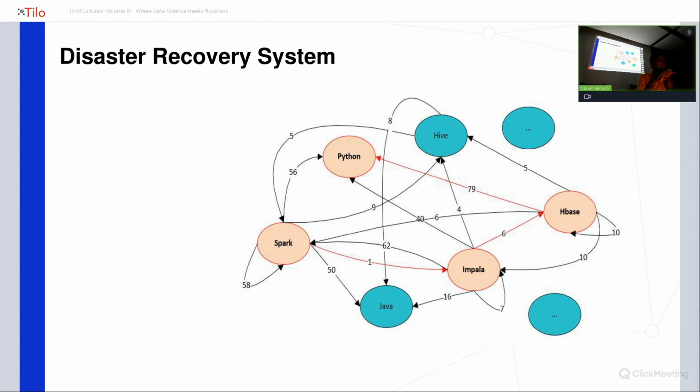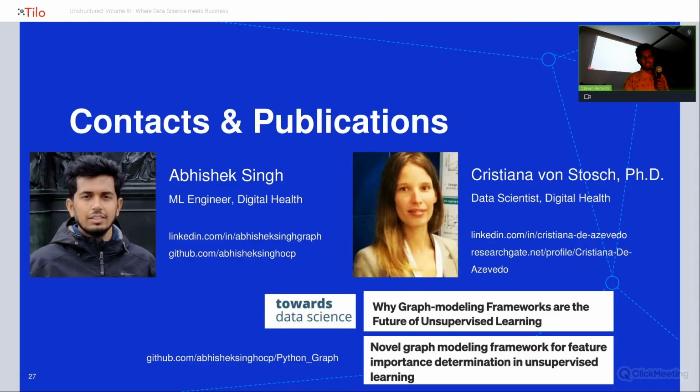You restart Spark, not Python. Then you restart Impala, you restart HBase, and then go to Python. That is how your restart should go. So those sorts of information you will get from this approach. And let's see, that's the end of the story.